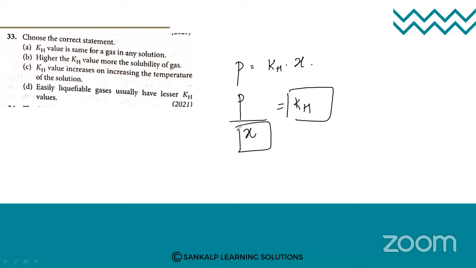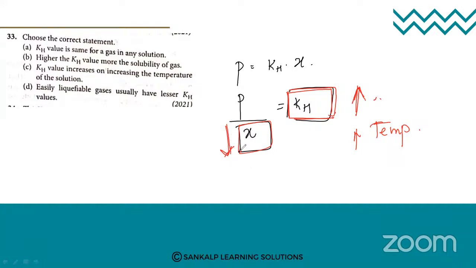So your mole fraction we consider, okay, so the solubility of gas is what? It is inversely proportional to the value of KH. Okay, that is your Henry's constant. So if you increase the temperature, if the KH value increases, what will happen to the solubility of gas? It will decrease.